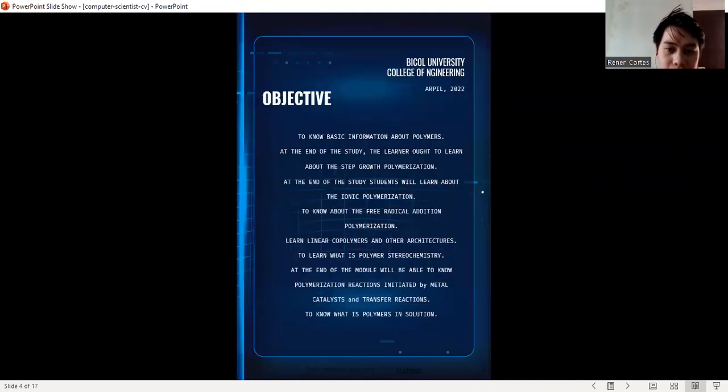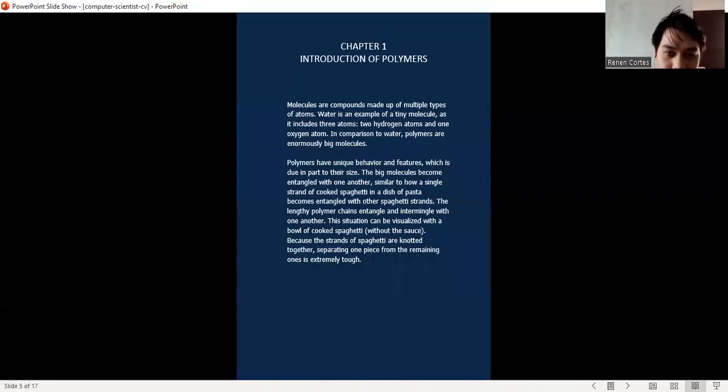The objective is to know the basic information about polymers, and at the end of the study, the learner ought to learn about step growth polymerization and ionic polymerization. To know about free radical addition polymerization, learn copolymers and other architectures, learn what polymer stereochemistry is. At the end of the module, we'll be able to know the polymerization reactions initiated by metal catalysts and transfer reactions, and to know what a polymer in solution is.